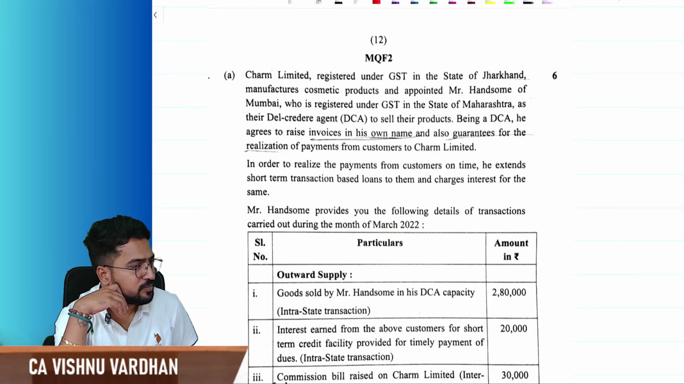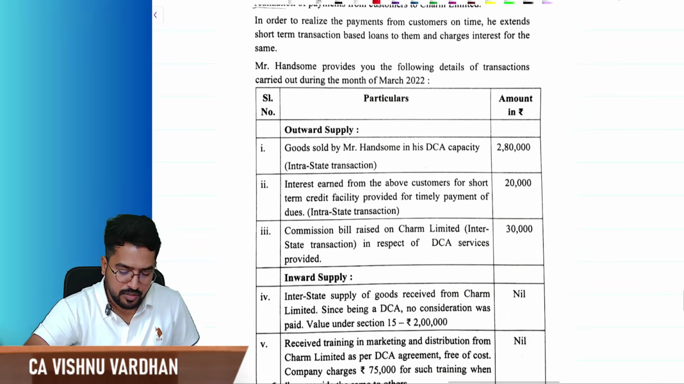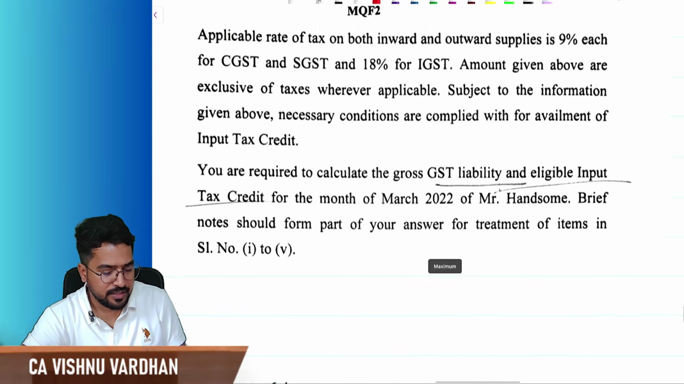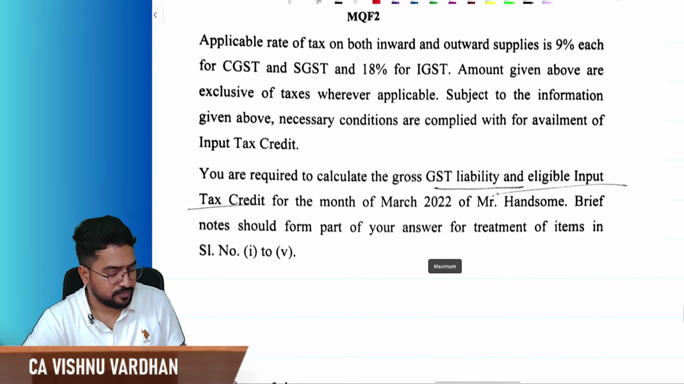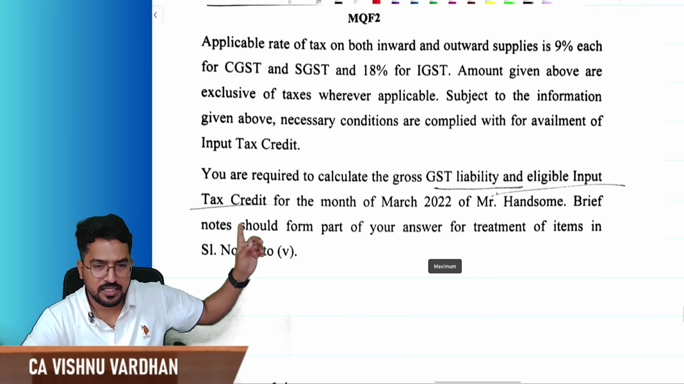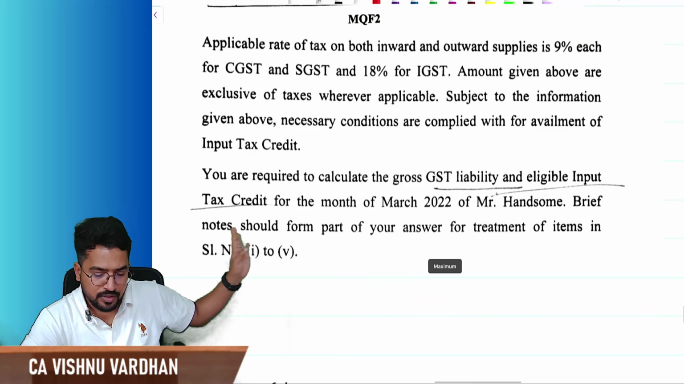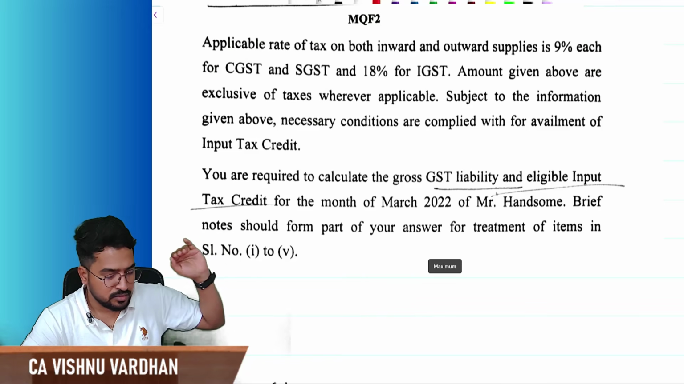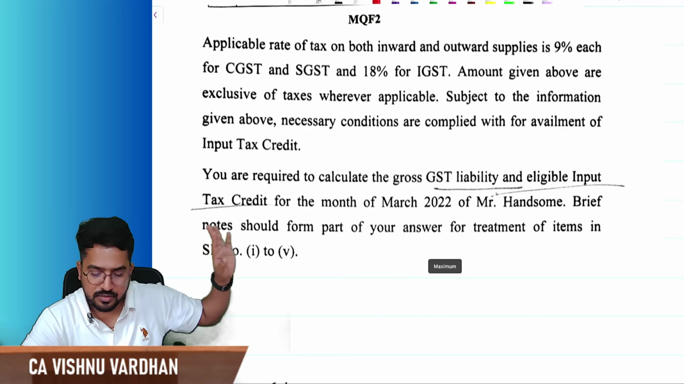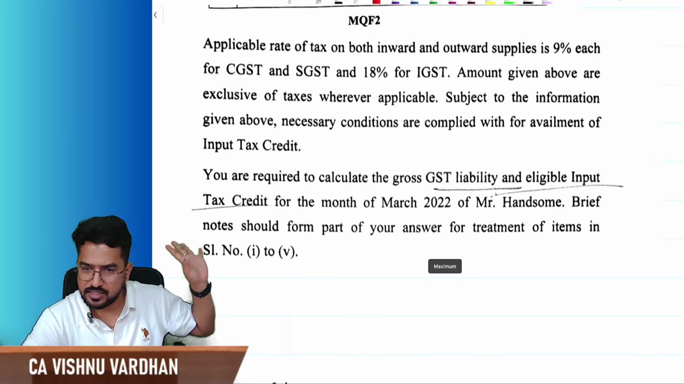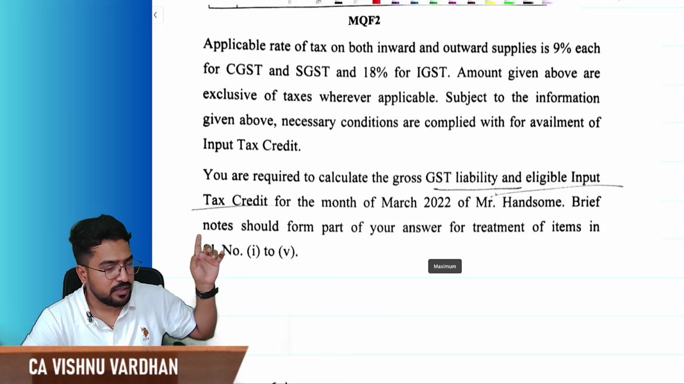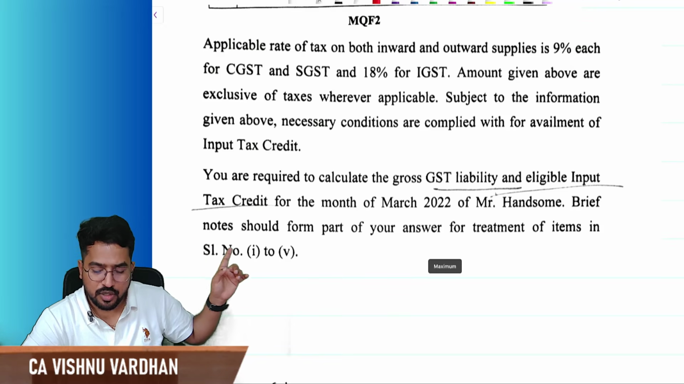Shall I scroll? And whatever information is needed here, just understand this alone. Simple. Applicable GST rates are 9, 9, 18%. Amounts given above are exclusive of taxes wherever applicable. Subject to information, they are eligible for ITC. You are required to calculate gross GST liability and eligible ITC. You need not do set off also.